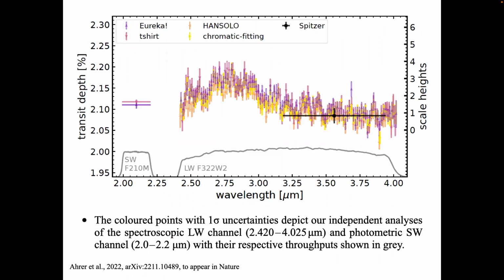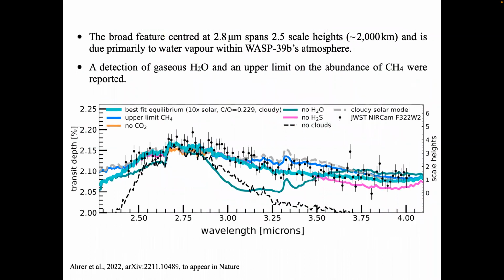Again, using different pipelines. This is the Spitzer point. You can see the precision that we now have for studying the atmosphere of the planet. And these are theoretical models. Again, we found water very nicely. The idea was also to find methane, but we can only set an upper limit on the abundance of methane.